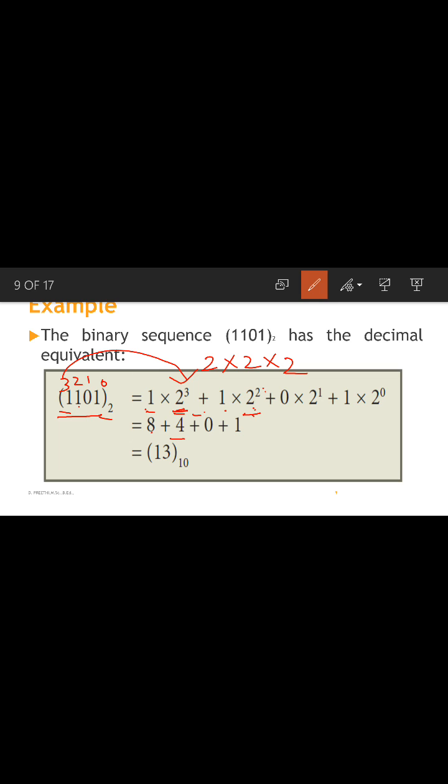The next one is 0 into 2 power 1. So 0 into anything is 0. Then plus 1 into 2 power 0. So 2 power 0, anything to the power 0 is 1. So 1 into 1 is 1. So here we are getting this value 1.